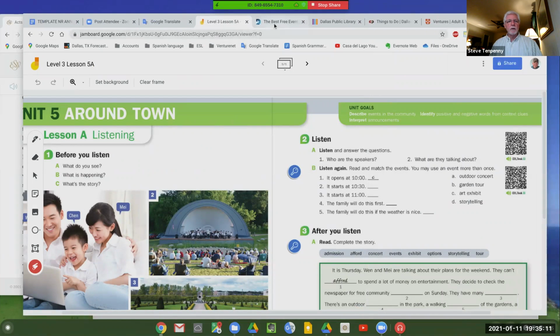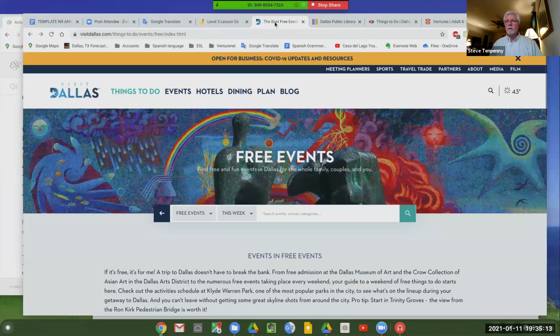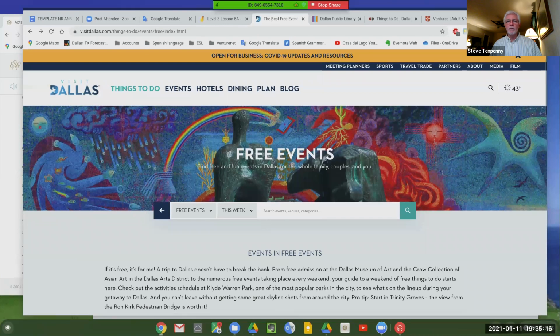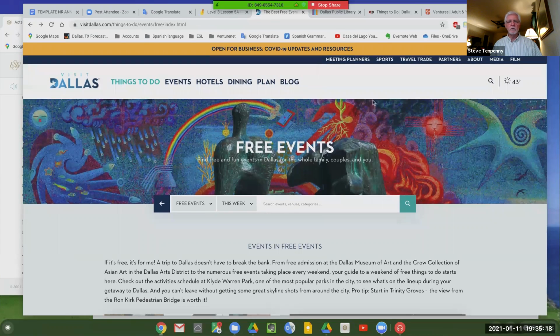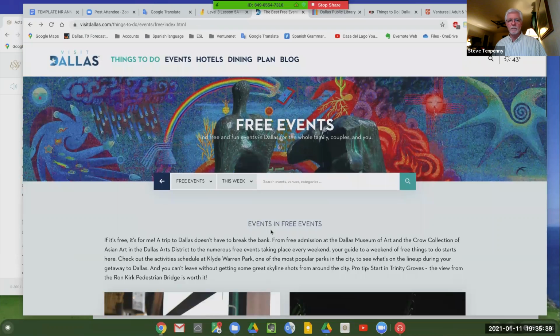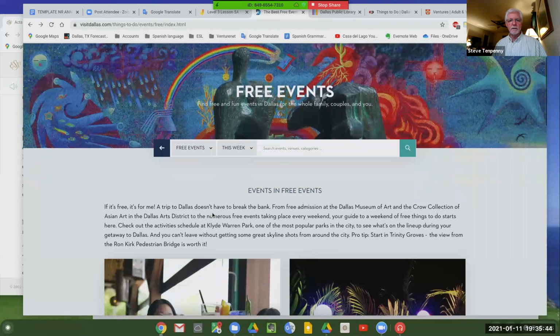Okay, so I brought up here on my screen some different free things that you can do around Dallas. And so this is a website. It's called Visit Dallas. And so it has this little area here called Things to Do. And I clicked on that and it brought up these different events. So these are actually free events.